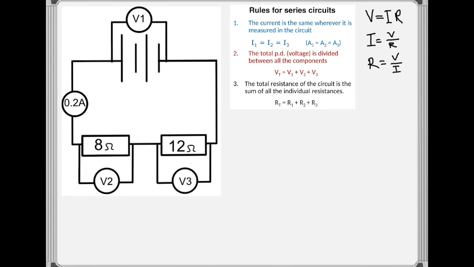Now, if I wanted, I could go back and use that idea of adding the 8 and 12 ohm resistors together and solving for the whole circuit just as a double check. So let's try that. Rule 3, 8 plus 12 gives me 20 ohms.